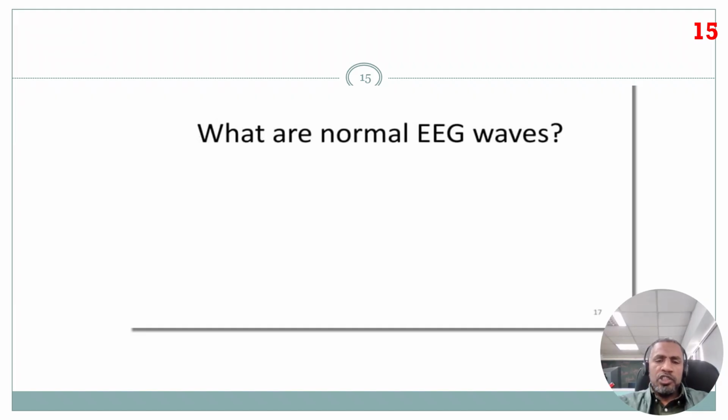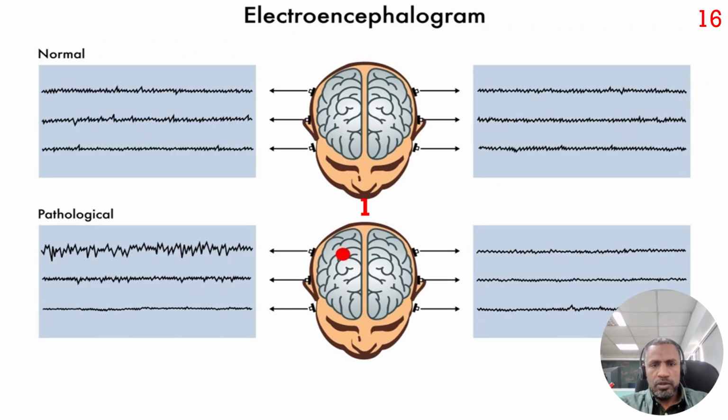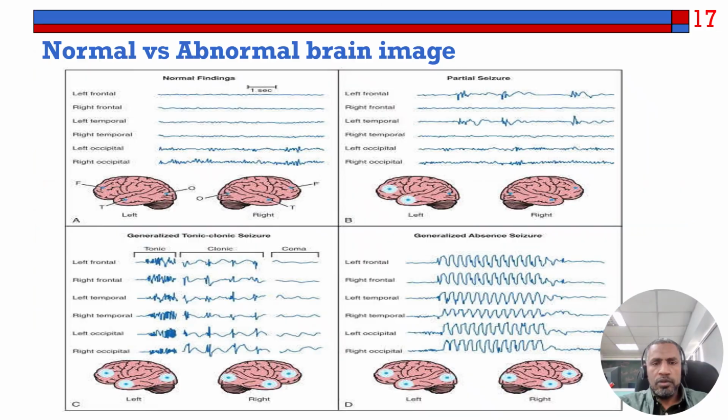What are normal EEG waves? How do we differentiate EEG waves from normal to pathological ones? Look at the picture. This normal one looks like this. It maintains a stable wave, but in the abnormal one, there could be some fluctuation of waves. It's easily identified, this normal one versus the abnormal one.